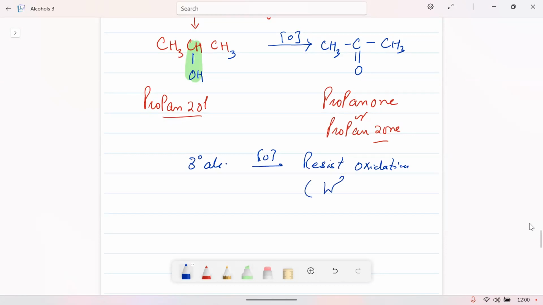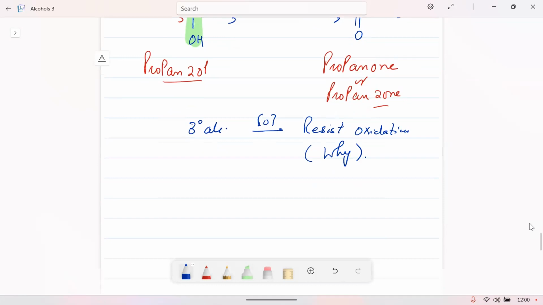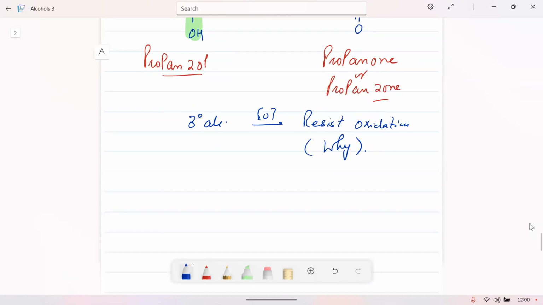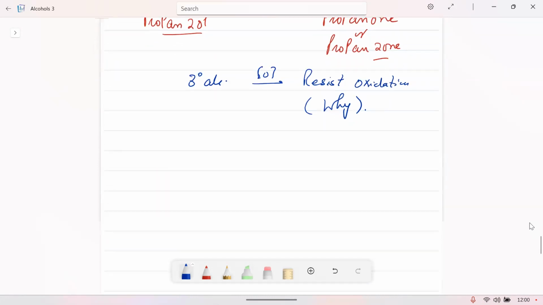The question is why? To understand this, we need to look at the structure and what is happening in the oxidation process. For that, I need to draw the displayed formula for each one of them. Let's talk about a tertiary alcohol.